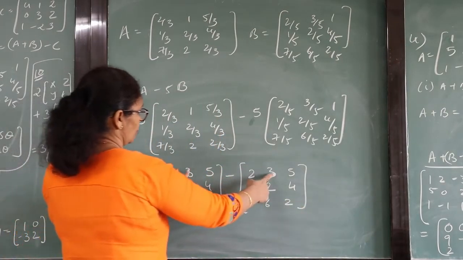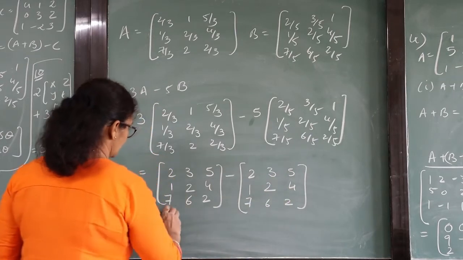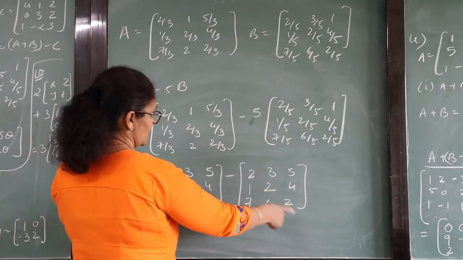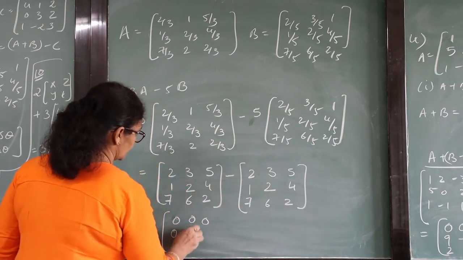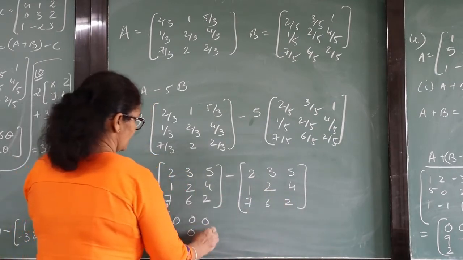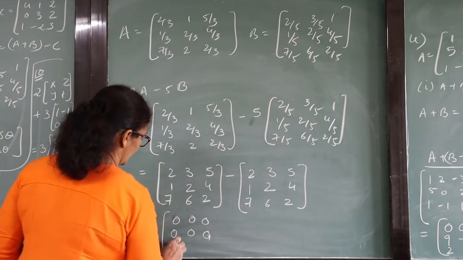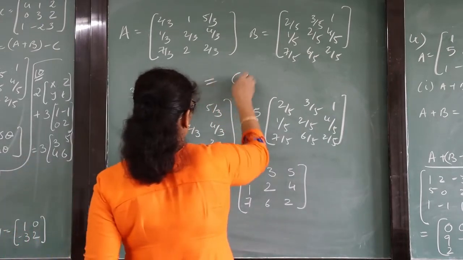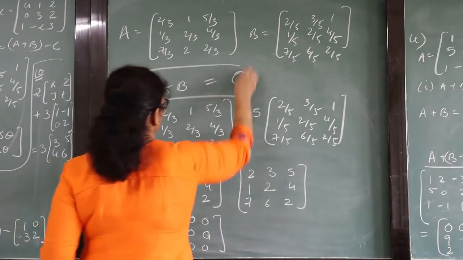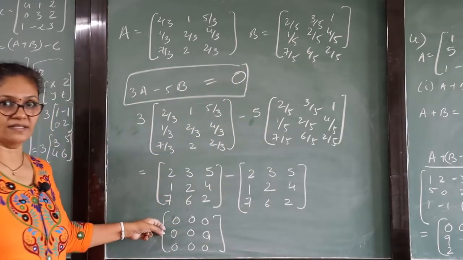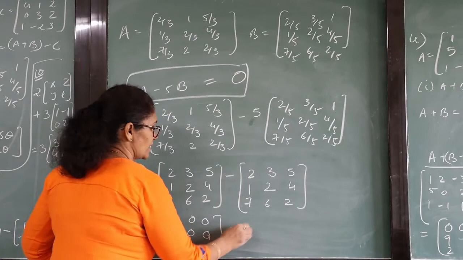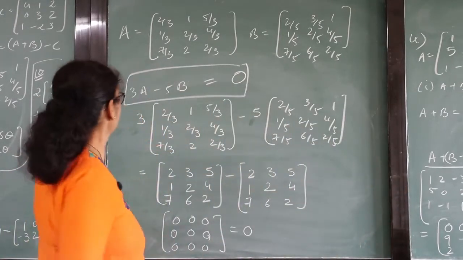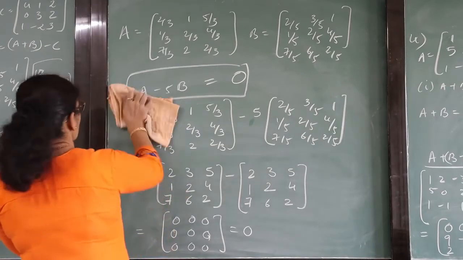2 minus 2, 0, 3 minus 3, 0 and 5 minus 5, 0. 1 minus 1, 0, 2 minus 2, 0, 4 minus 4, 0. 7 minus 7, 0, 6 minus 6 and 2 minus 2. So, answer of this question is 0. Because we are getting as an answer 0 matrix. So, your answer is 0. Now, let's see the 6th question.